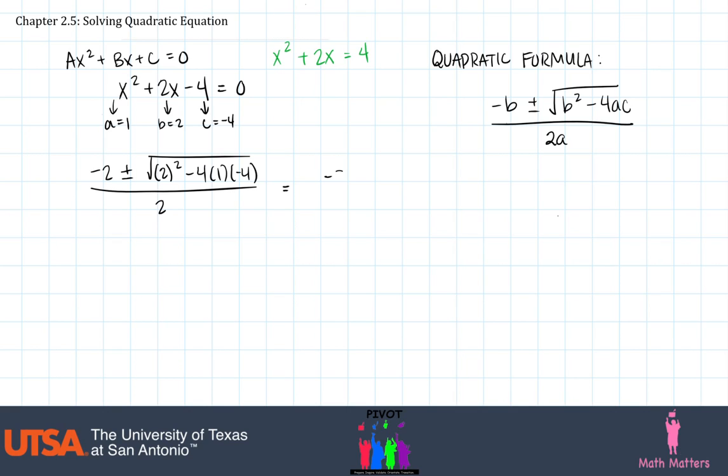So we have negative 2 plus or minus, this is a 4, and then we have negative 4 times negative 4, that's plus 16, the square root of that, all over 2. And then this simplifies to negative 2 plus or minus the square root of 20, all over 2. And then from here we can actually simplify the square root of 20.